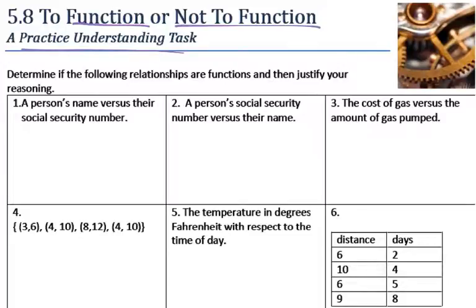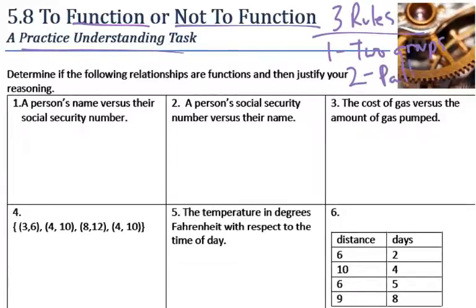Okay? So remember, we have three rules if something is a function. The first is two groups, which typically we have that. That's pretty easy. We don't usually judge that one. The second is a pattern. Usually we don't worry about that too much. These two rules are easy to show, so we don't really deal with them. It's that third rule, that one-to-one. That's what we really are looking for here and trying to decide.